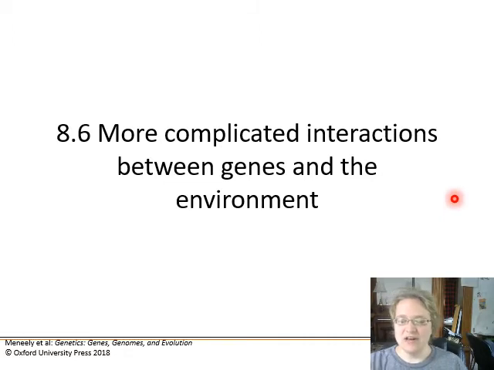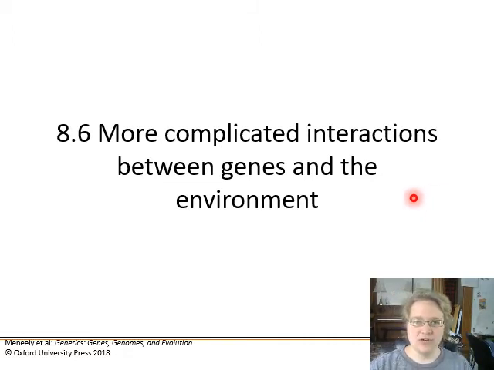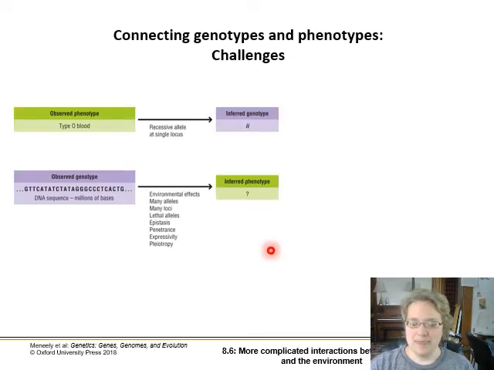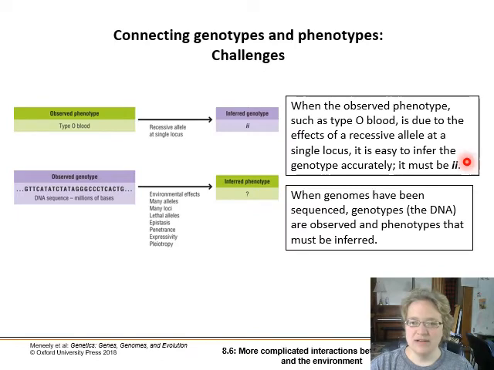So next, not all gene interactions are between genes; we also have interactions between genes and the environment. This gets pretty complicated, trying to connect genotypes and phenotypes together. We see something like type O blood: we've got a recessive allele, a single locus, and we know the inferred genotype. It's pretty easy in that there's really nothing else affecting that gene.